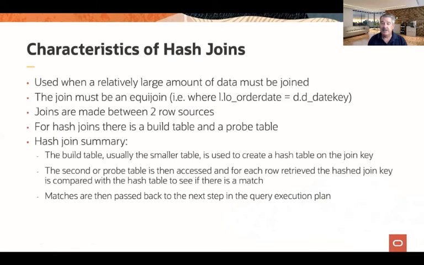So, characteristics of a hash join: we're joining two tables, usually a small table and a larger table. We're doing it on one or more keys, equality or equijoins. We scan one table, usually the smaller table, and build a hash table in the PGA, and then we scan the larger table and probe that hash table to find matches on the join criteria, and then return the columns back to the calling SQL operation.